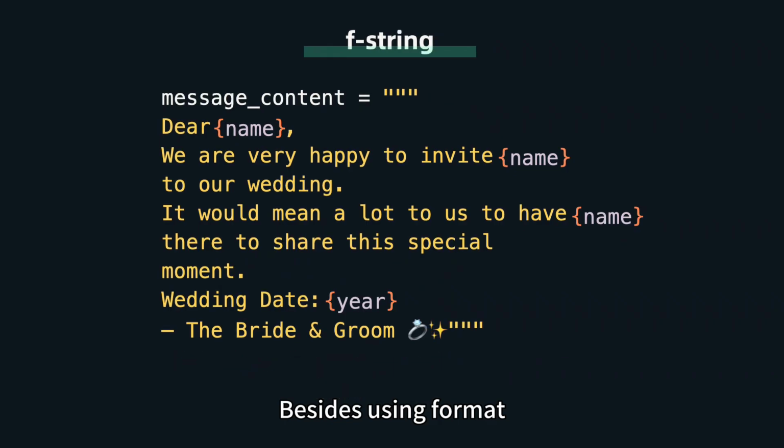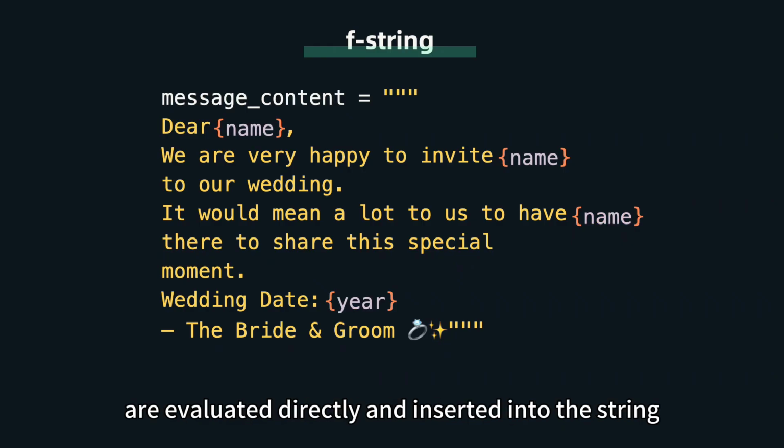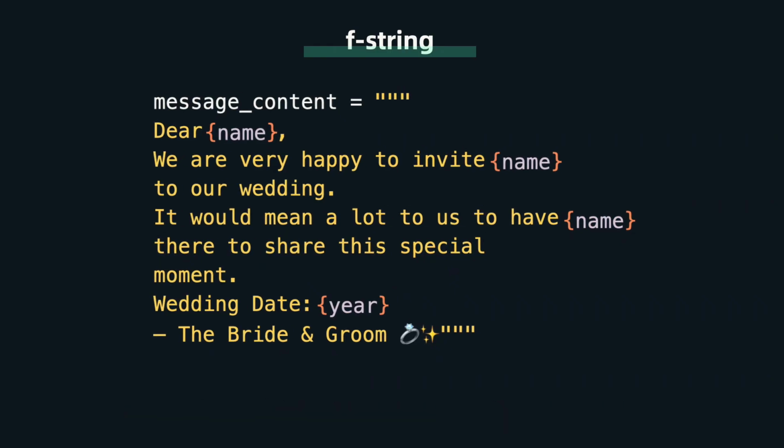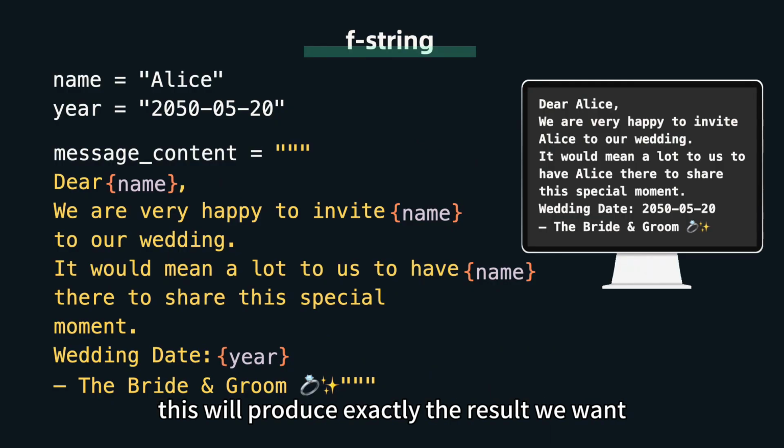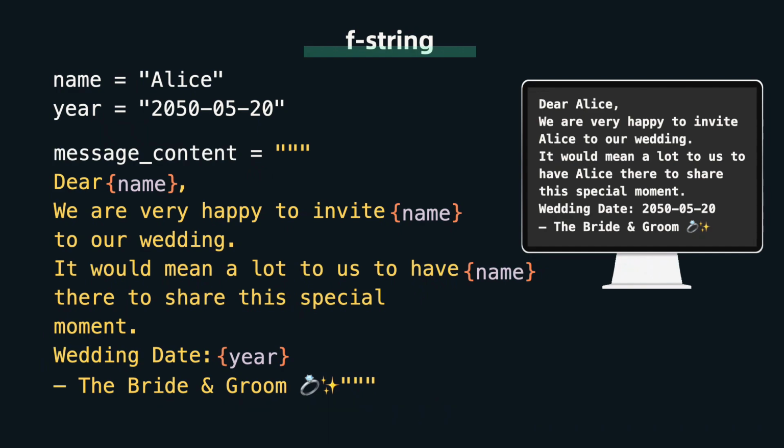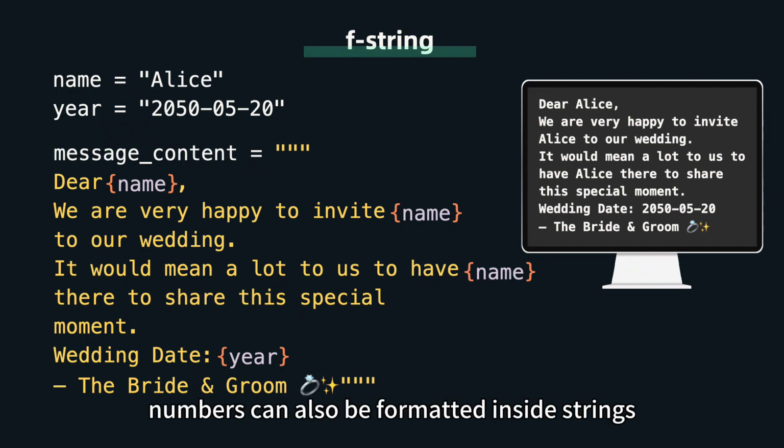Besides using format, you can also use f-strings. By adding an f before the string, the expressions inside the curly braces are evaluated directly and inserted into the string. For example, if year is the 20th of May 2050 and name is Alice, this will produce exactly the result we want.